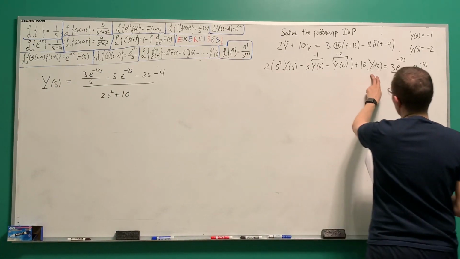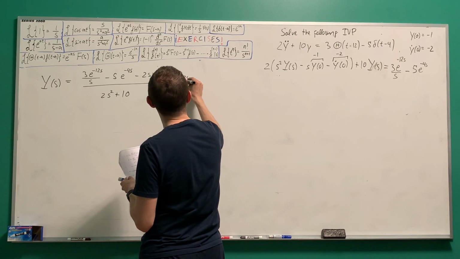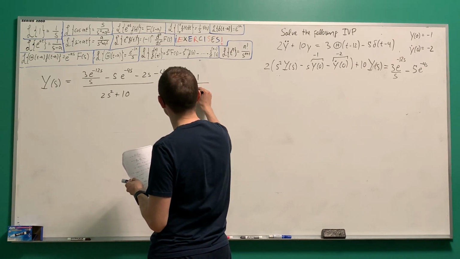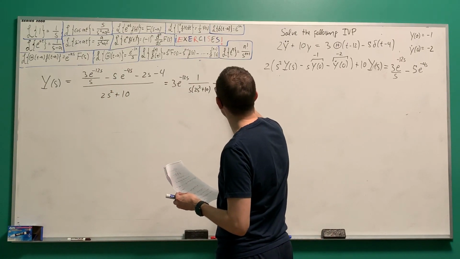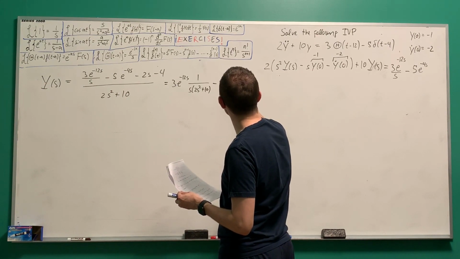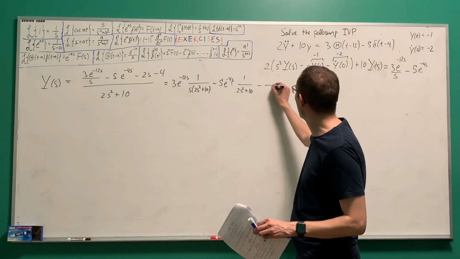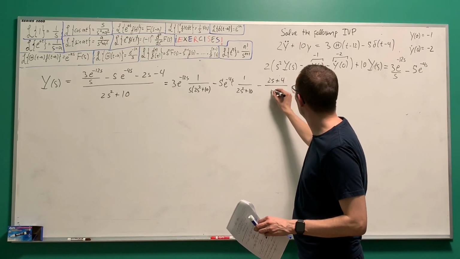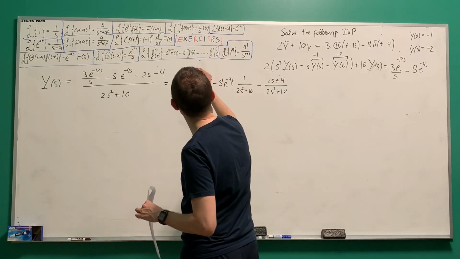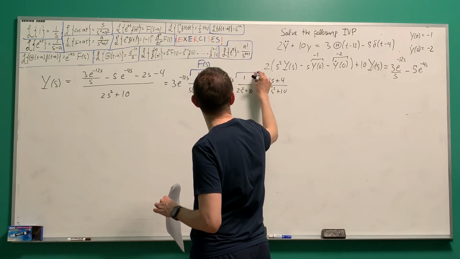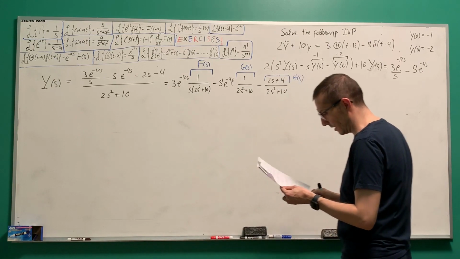Yeah, you see 2s squared plus 10 is what multiplies Y, so it goes to the denominator, everything else in the numerator. We're going to write it as follows. This is 3e to the minus 12s multiplying 1 over s times 2s squared plus 10. What I did is put the s in the denominator, first term of the sum, then minus 5 times e to the minus 4s multiplying 1 over 2s squared plus 10, minus 2s plus 4 divided by 2s squared plus 10. The minus affects the 4. Alright, so I call this thing F(s), I call this thing G(s), and I call this thing H(s). Okay?